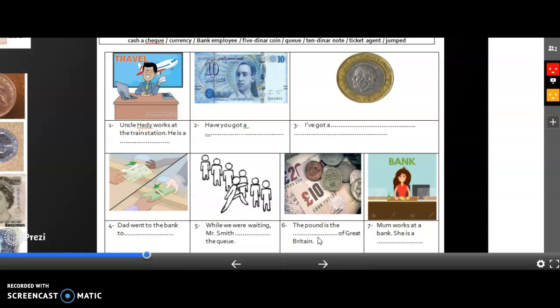Okay, number 6. The pound is the currency of Great Britain. Yeah, good. Currency, that's right. Number 7. Mom works at a bank. She is a bank employee. Employee. Very good.